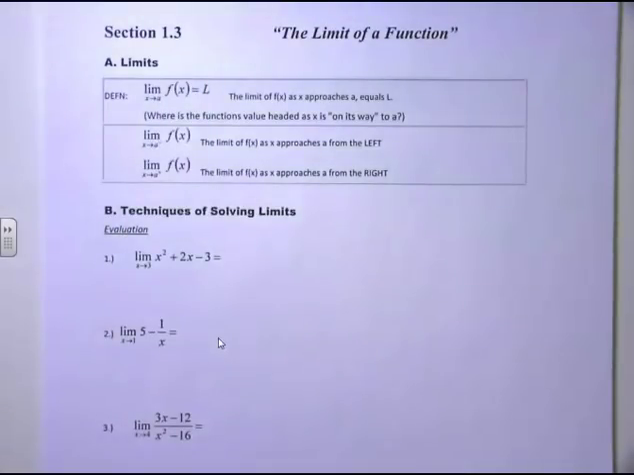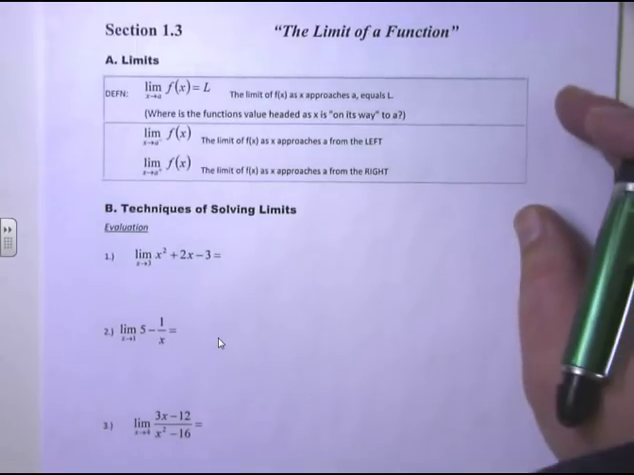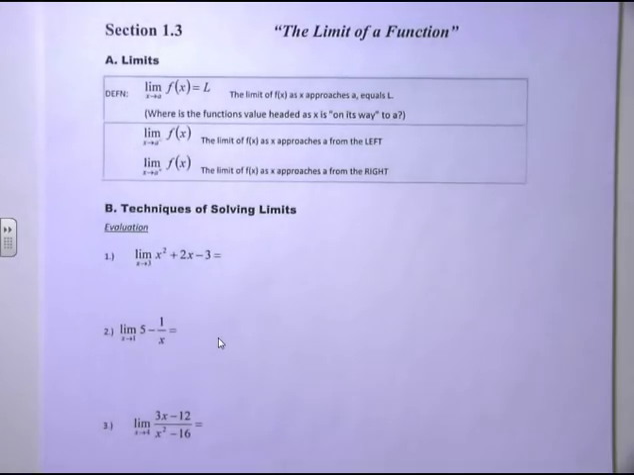And the purpose of these videos is to give you an idea of what's going on with this information before your professor actually gives you the great lecture on the topic of section 1.3, the limit of a function. So you already have an idea of what's exactly going on.